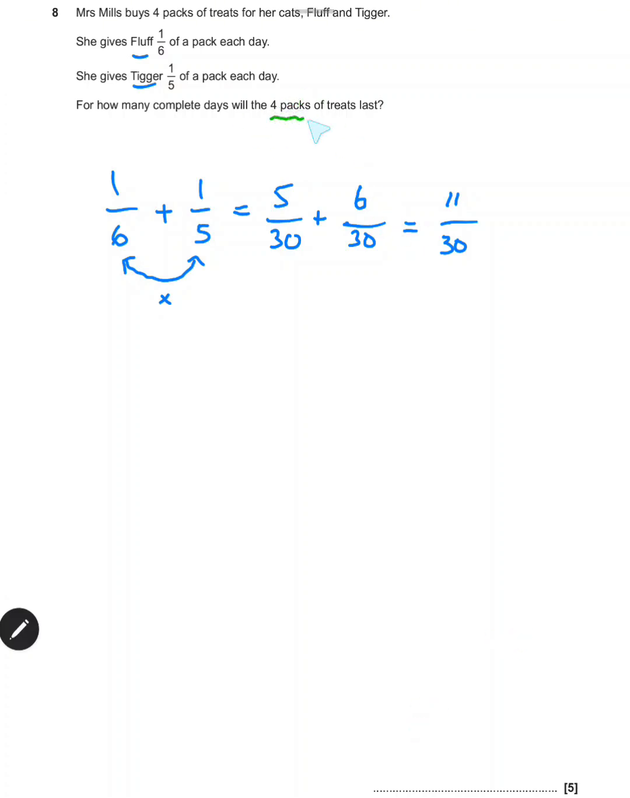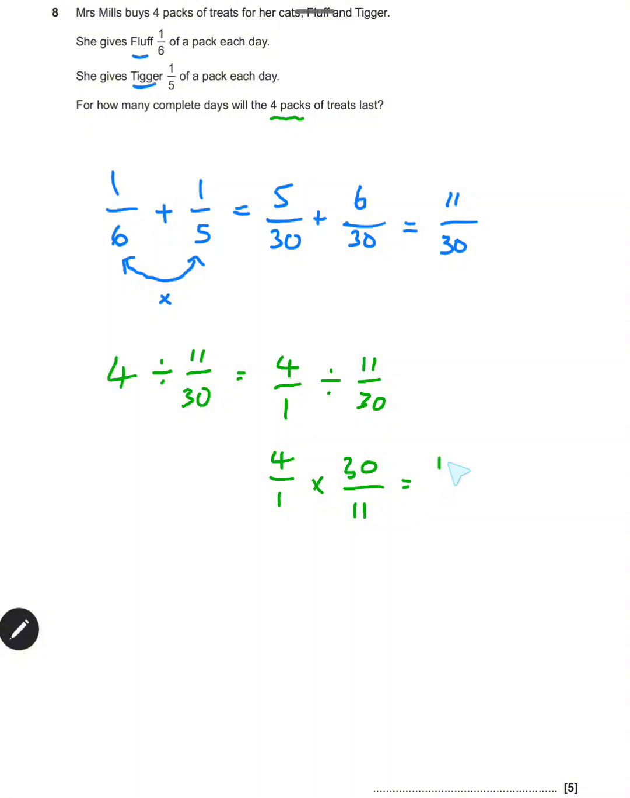We know that she's got 4 full packs, and we want to know how many days they will last. Well, this is how much we eat per day, so we need to see how many of 11 30ths go into 4 full packs, and that's a division. How many times does this go into 4? Well, we're going to do 4 divided by 11 30ths. That's the same as 4 over 1 divided by 11 30ths. And if we're dividing fractions, we keep the first fraction, we flip the second fraction, and we change to a multiply. So we're going to do 4 times 30, which is 120, and 1 times 11, which is 11.